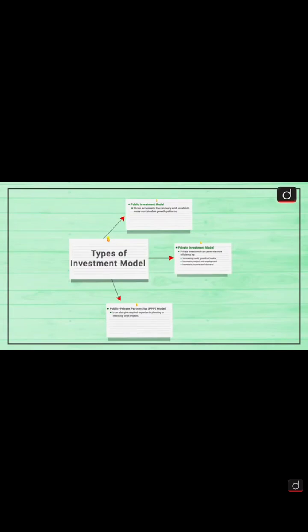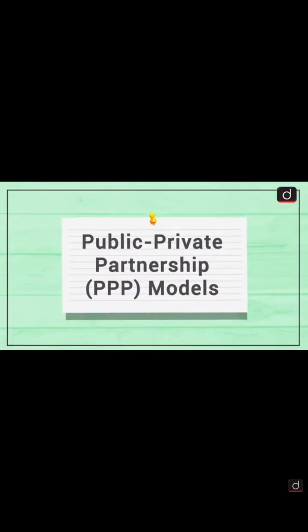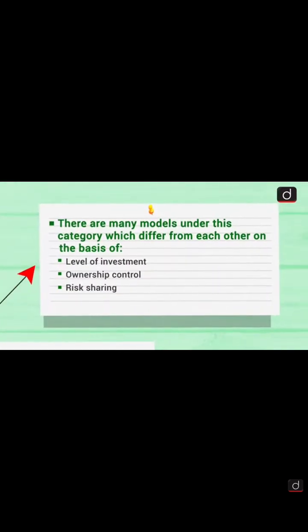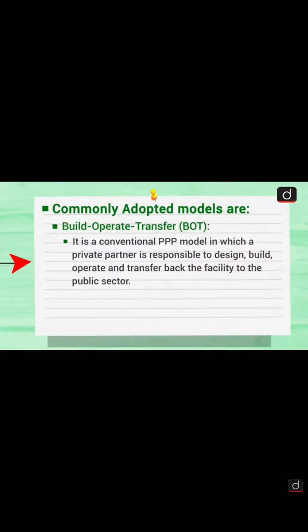All have certain advantages or disadvantages. So let's go on to another thing, like PPP models. Here there are many models under this category which differ from each other on the basis of level of investment, ownership control and risk sharing. What are the level, ownership and risk? On the basis of technology, duration, financing.